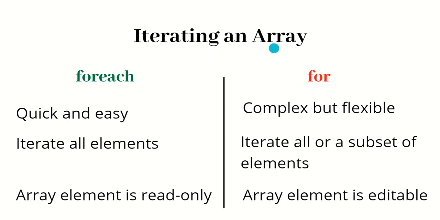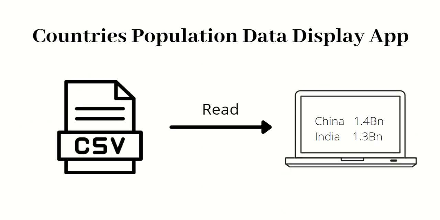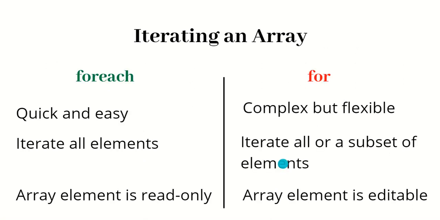So, iterating an array, the best practices. For each is quick and easy. It iterates all elements, and the array elements are read only. Okay, we can use only the read only type. When we use for, it is more complex but flexible, and it can iterate all or a subset of elements, and the array elements are editable. Okay, yeah, this is the theory of the array.